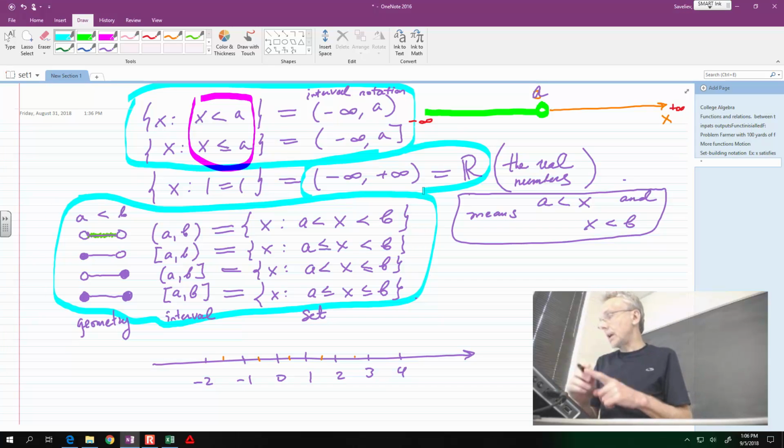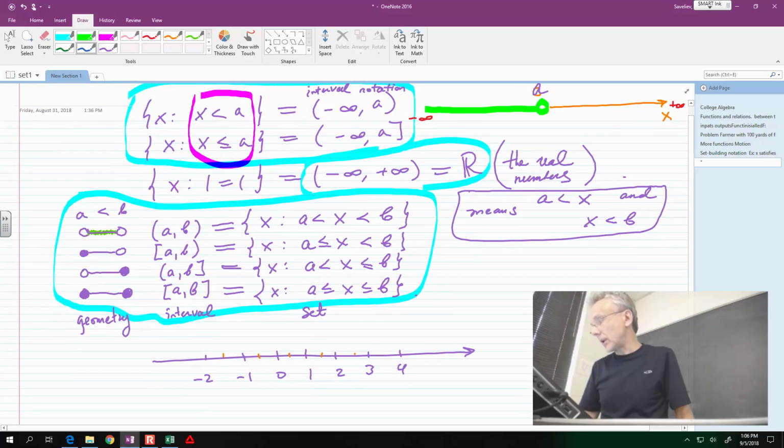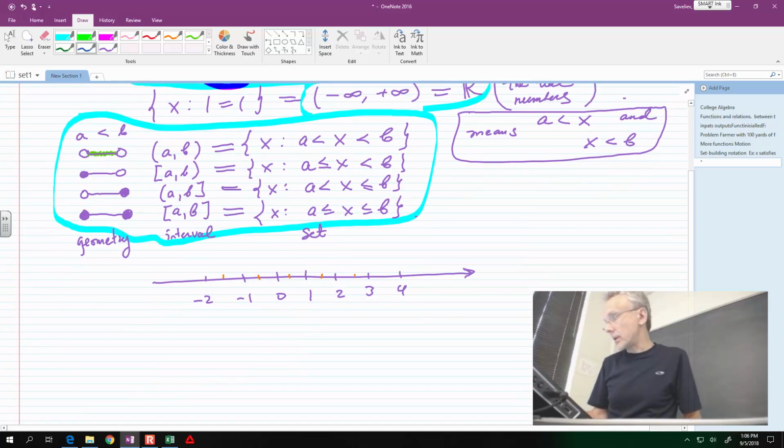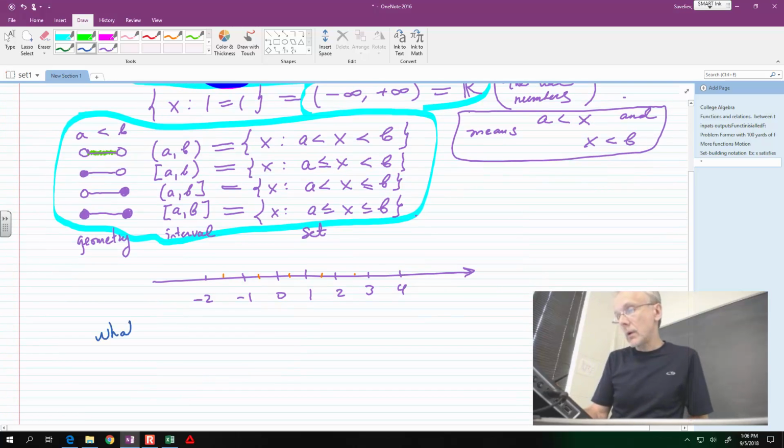The next topic is that there's something to be said about these sets. Many things may be said about sets, and one of them is what is the largest element or the smallest element. So what is the largest element?